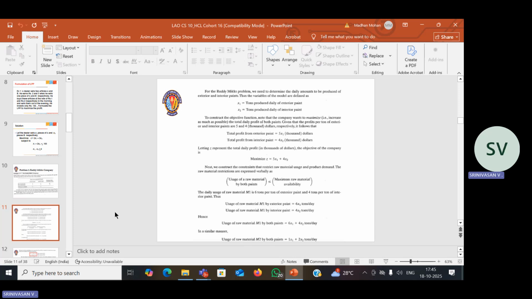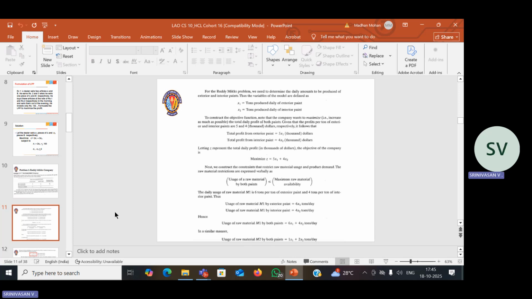Hence, what is the condition now? What is the total now? For 6x1 plus 4x2, what is the condition? It is less than or equal to maximum raw material availability. Usage is 6x1 plus 4x2, that is less than or equal to 24. Isn't it that we are going to write?